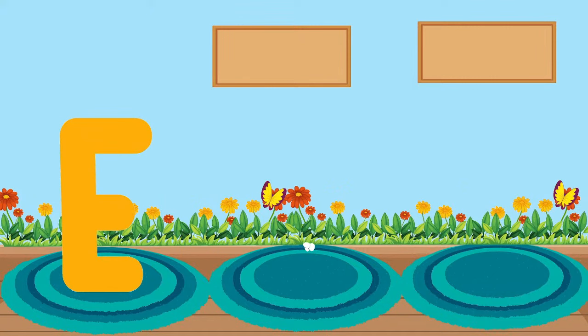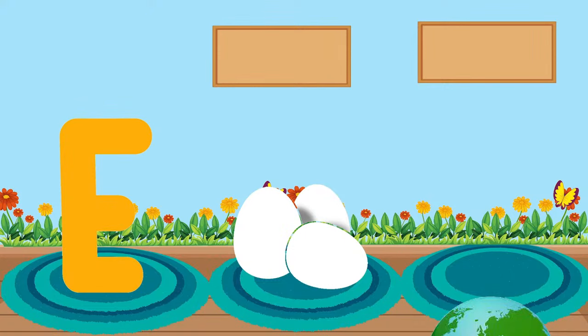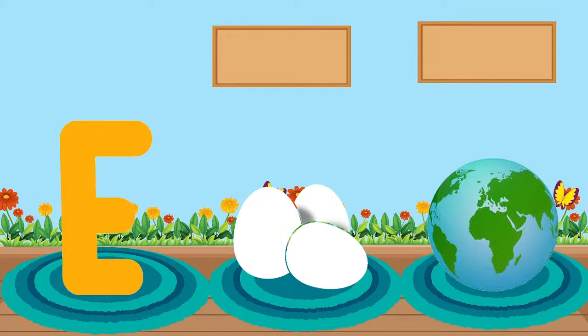E is for eggs. E, e, eggs. E is for earth. E is for e, e, e, e, eggs. E is for e, e, e, e, earth.